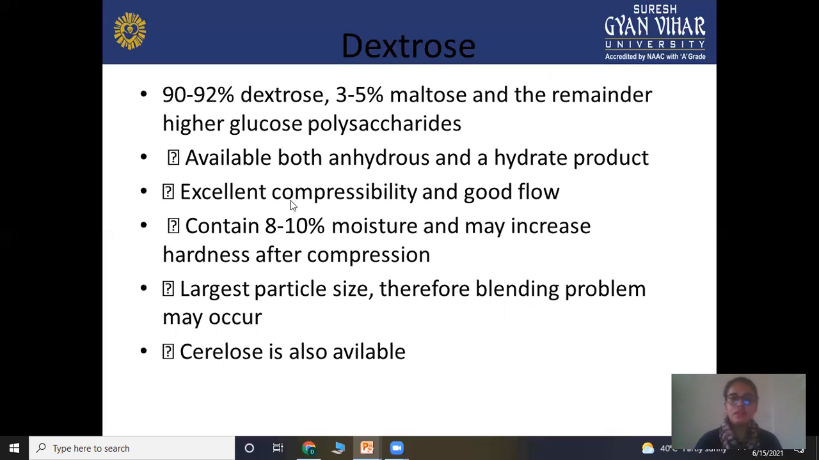You can use either form. It contains 8 to 10% moisture and may increase hardness after compression. This dextrose contains moisture, but it shows more compression property and may increase hardness after compression. It also has the largest particle size, therefore a blending problem may occur. The particle size of this dextrose is large, and blending problems may be observed with this larger particle size. Cellulose is also available, as an example.